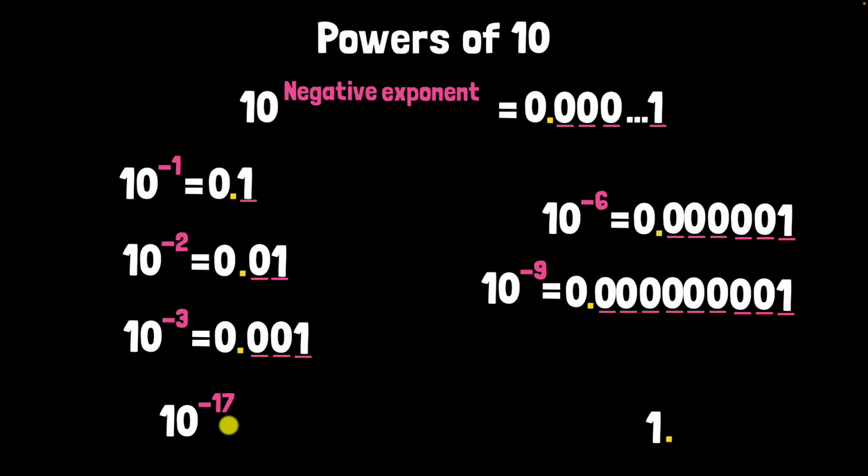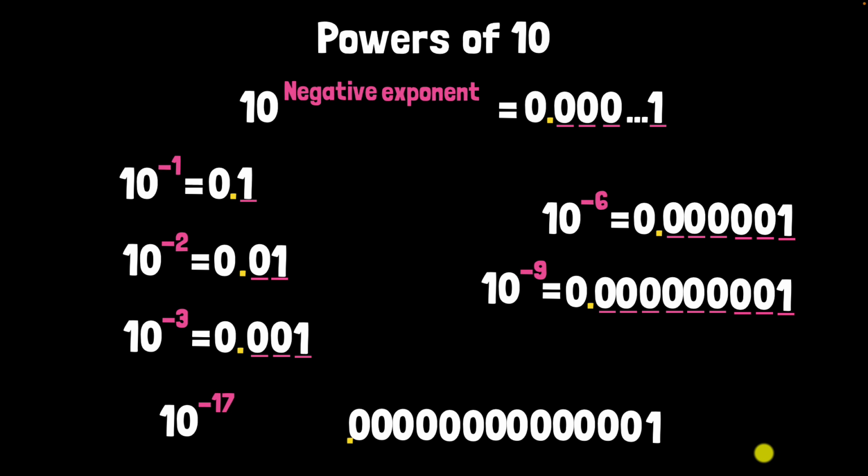What is 10 to the power minus 17? Oh, a lot of fun. We have to shift the decimal to the left 17 times. Are you ready? Let's do this. 1, 2, 3, 4, 5, 6, 7, 8, 9, 10, 11, 12, 13, 14, 15, 16, 17.